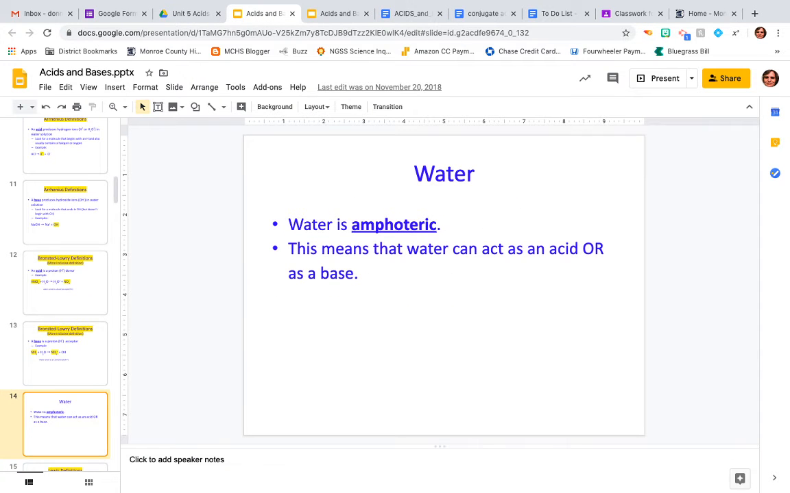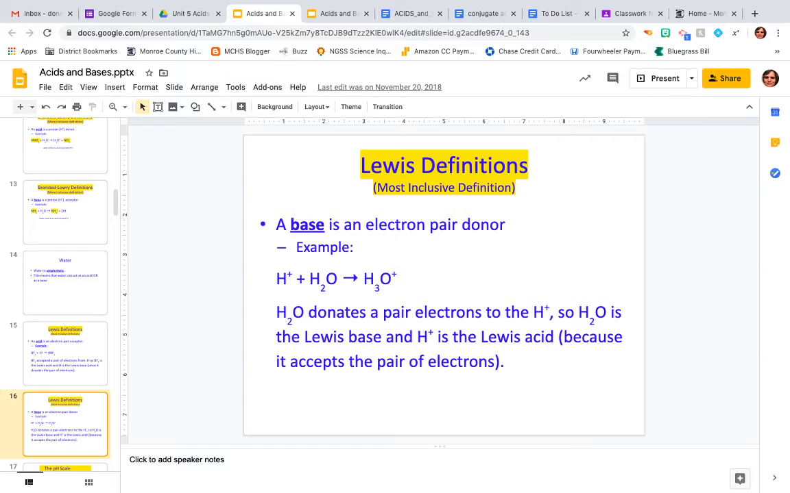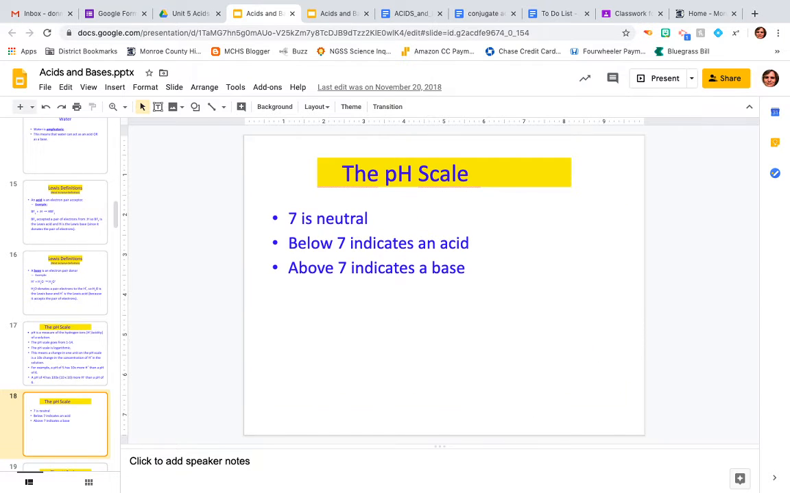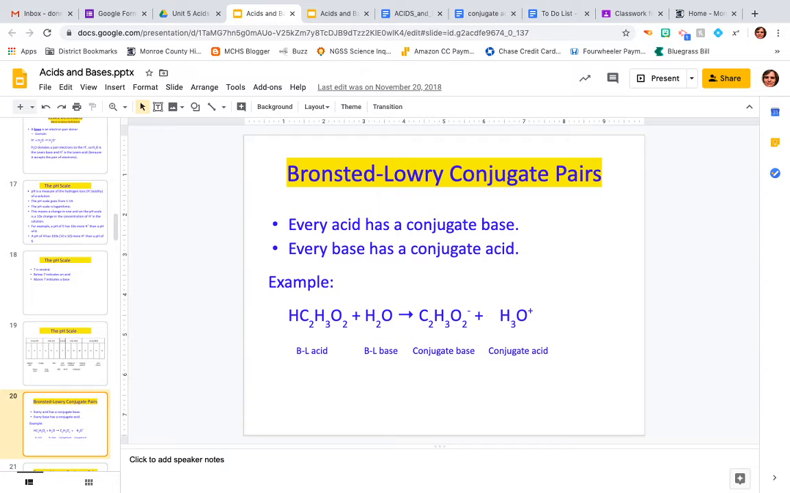So let's go ahead and look at something that we call, again, Lewis definition. Just know that definition. We're really not going to do anything with it. pH scale, again, that is just some information that you're going to go over yourself and complete the slide on the interactive notebook. And then Bronsted-Lowry conjugate pairs is what we want to look at now.